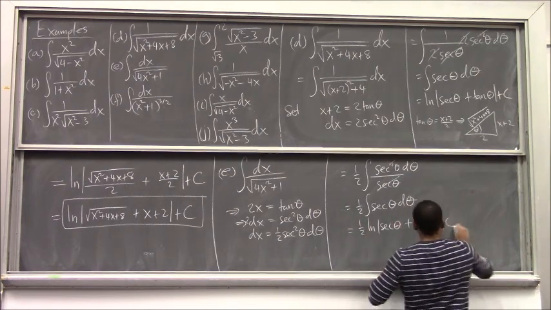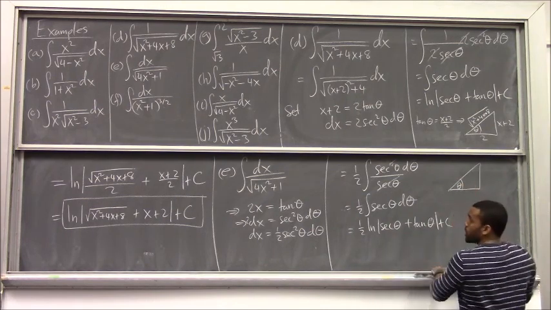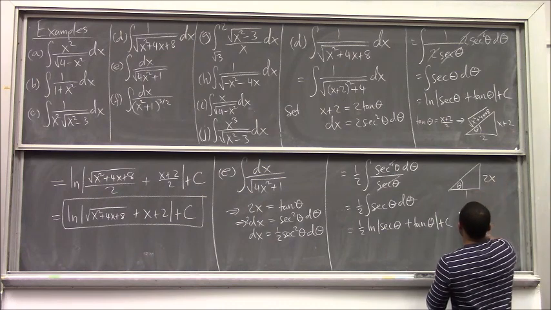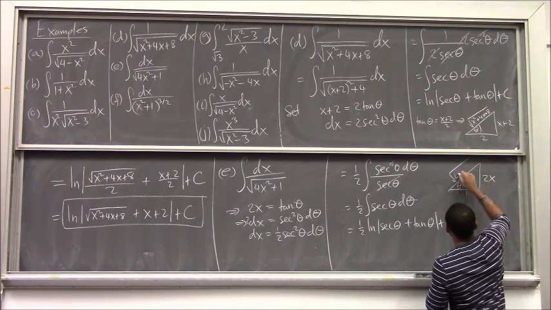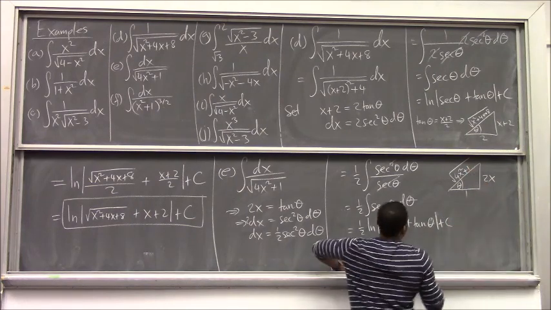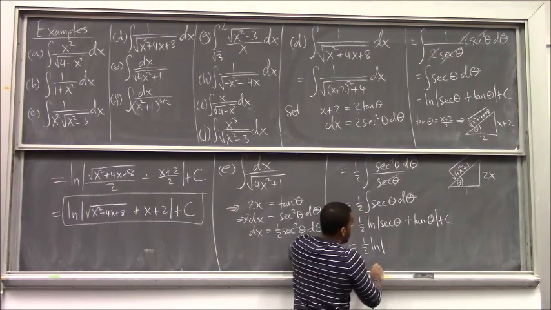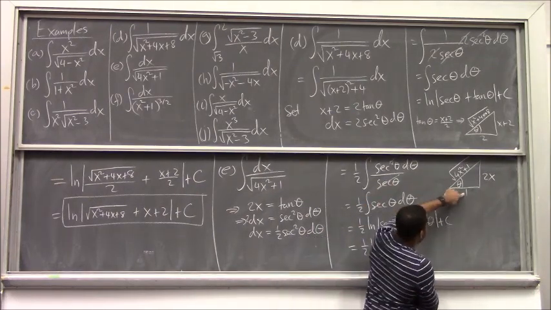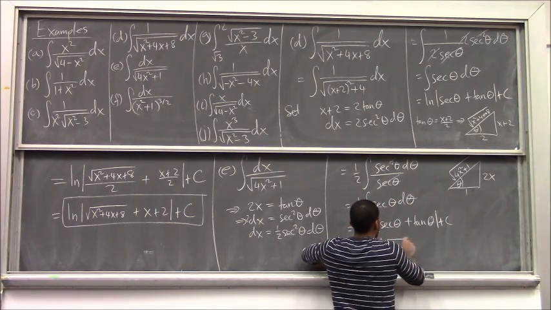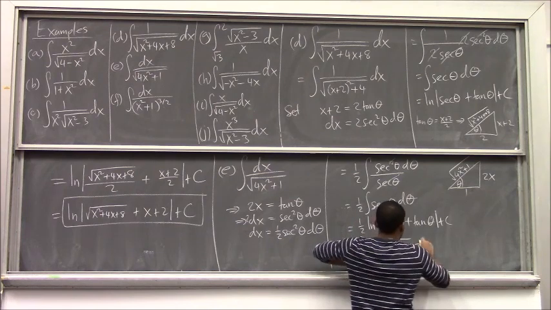Then we're going to do our whole triangle business. Our tangent is opposite over adjacent, which means the hypotenuse is going to be the radical of 4x squared plus 1, which means my secant is going to be hypotenuse over adjacent, so that's the radical of 4x squared plus 1, and my tangent is going to be opposite over adjacent.